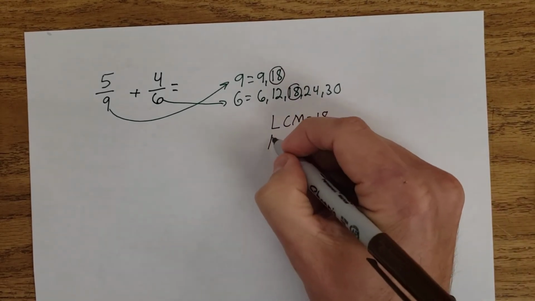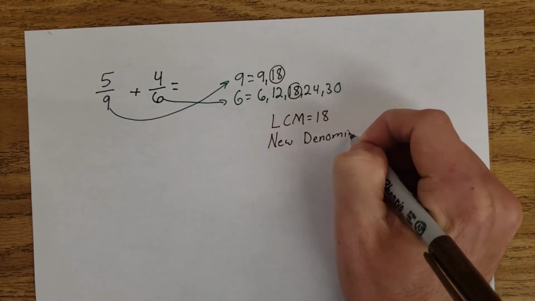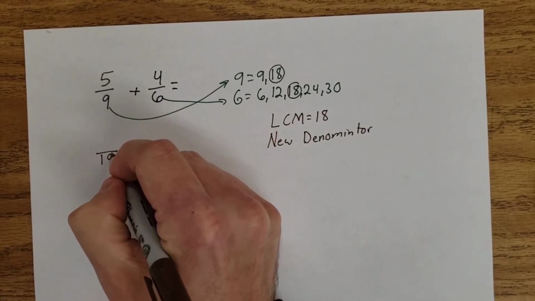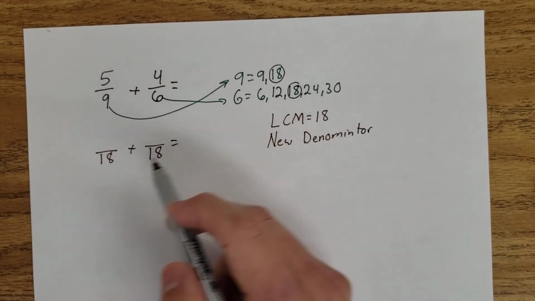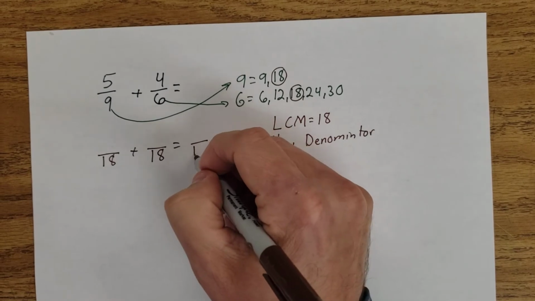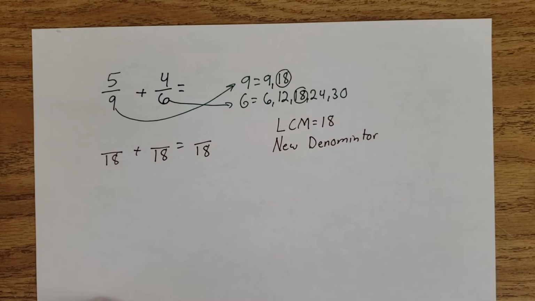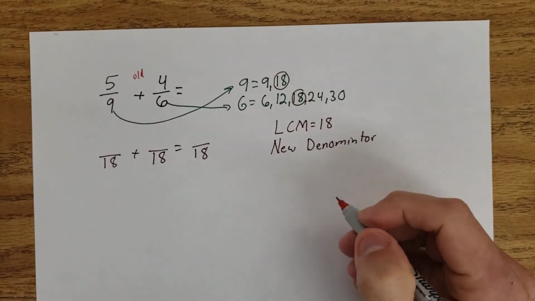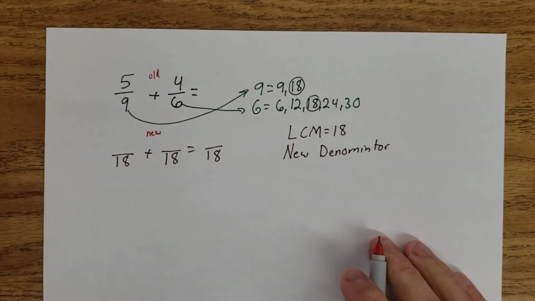What do I do with that? That becomes my new denominator, my new bottom number, because that's what they have in common. 9 can become an 18. 6 can become an 18. So I have something 18ths plus something 18ths is going to equal something 18ths. We just don't know what the numerators are yet. To get those numerators, we have to use our old fractions, the original ones we got, to make our new ones down here. How are we going to do that?